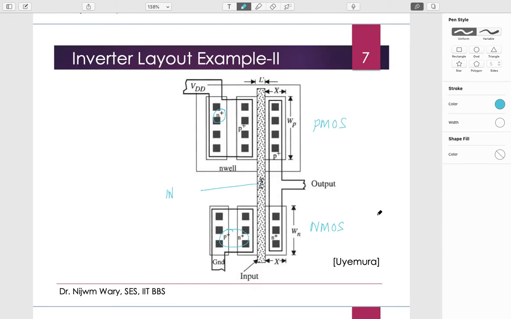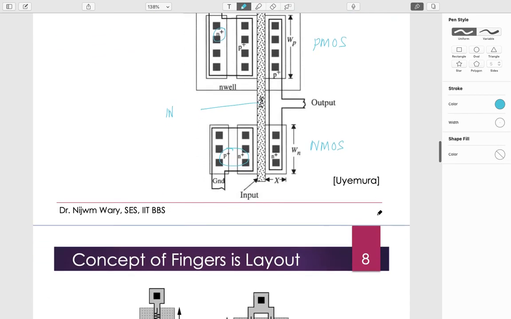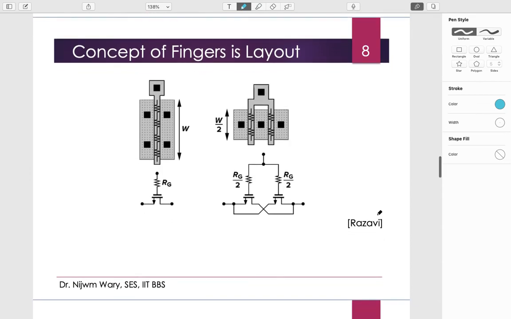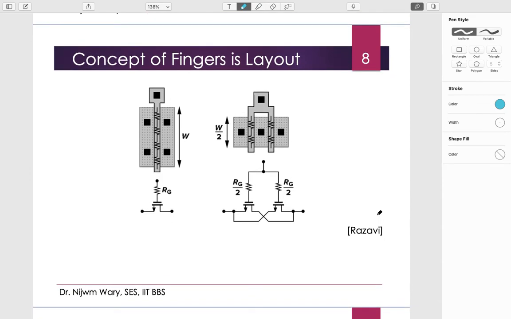We'll now be more focused on the electrical characteristics of the inverters and different CMOS logic gates. The layout part will come back maybe towards the end. Here I'm just trying to give some introduction, because we are discussing MOSFETs. Now there is another concept, fingers, which is very important.